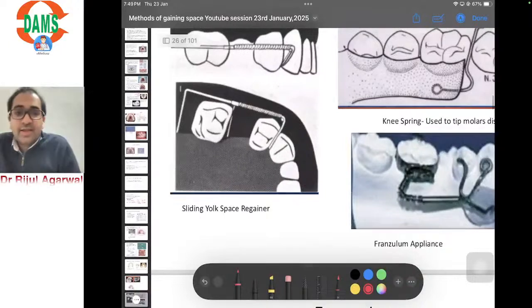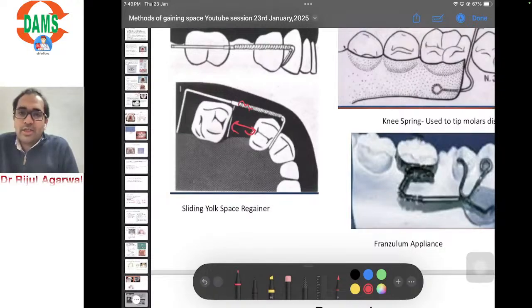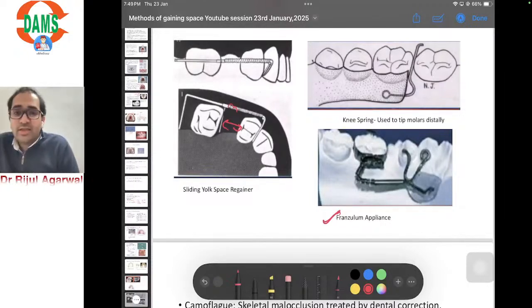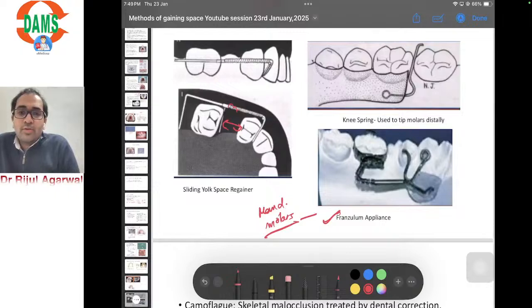Next is this sliding yoke type space regainer. Again, there is a compressed open coil spring. As the coil spring relaxes or opens up, it will gain the space. Next is this appliance, the Franzulum appliance, a very important appliance in the image. This is the only appliance which is used for distalizing the mandibular molars. Okay, so this is the Franzulum appliance.